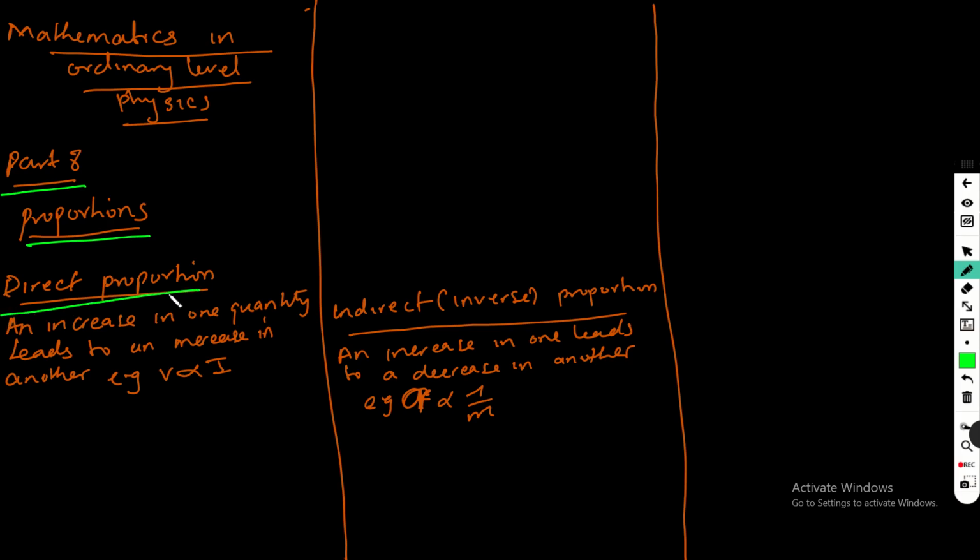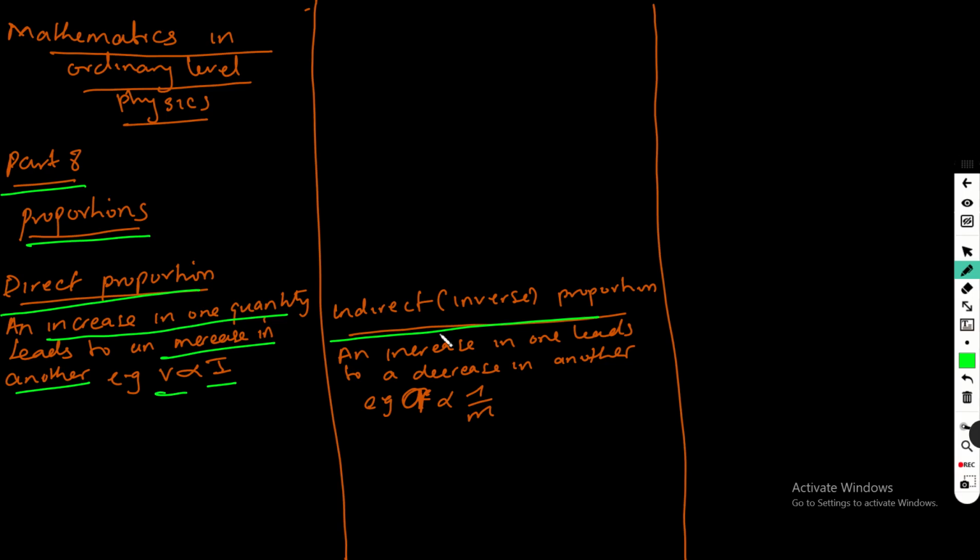So you have two types of proportion. We have direct proportion and we have inverse proportion, or indirect proportion. For direct proportion, the key factor is that an increase in one quantity leads to an increase in another. So if I say the voltage is directly proportional to current, I'm saying that if I increase the voltage, the current increases. If I reduce the voltage, the current reduces.